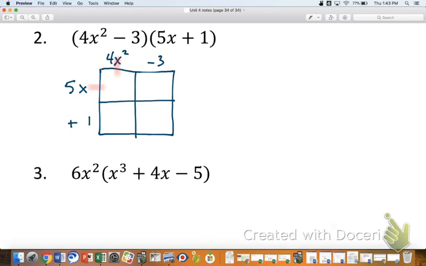Anybody have a suggestion what you think that might be? 4x squared times 5x? 20x to the third is right. Very good. Okay. So then if I multiply this times this, 5x times negative 3. Again, any suggestions there? Negative 15x is right.